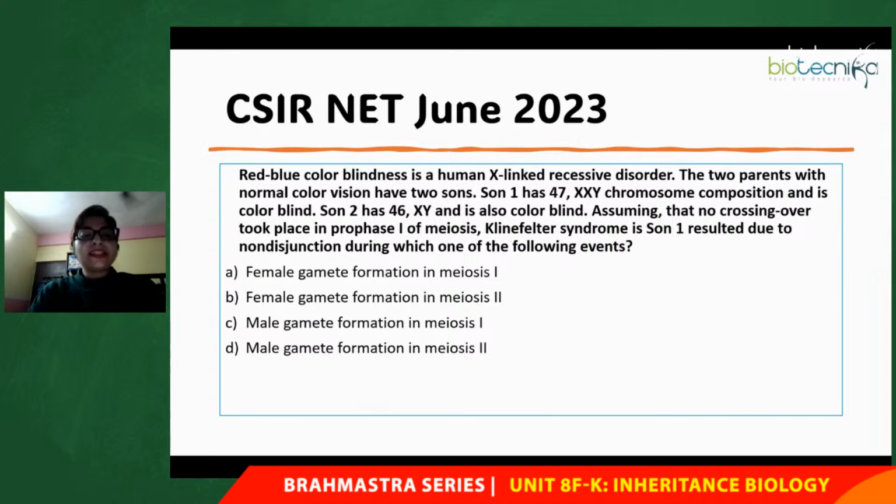All right. Next question from June 2023. So red-blue color blindness is a human X-linked recessive disorder. The two parents with normal color vision have two sons. Son 1 has 47, XXY chromosome composition and is colorblind. Son 2 has 46, XY composition and is also colorblind. Okay, so both the sons are colorblind. Assuming that no crossing over took place in prophase 1 of meiosis, Klinefelter syndrome in son 1 resulted due to the non-disjunction during which one of the following events?